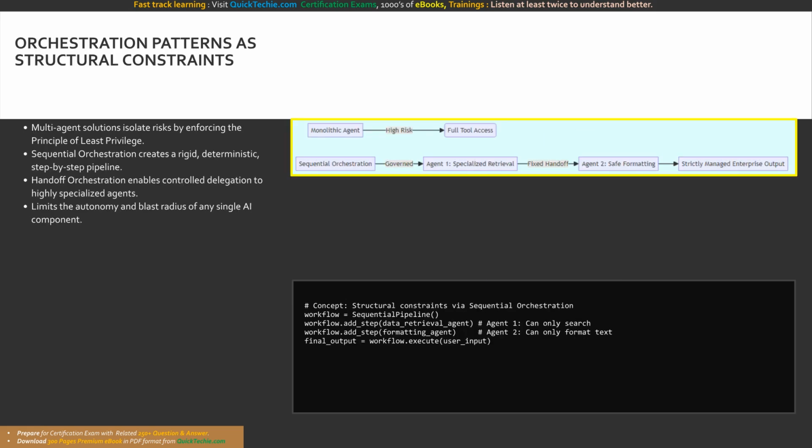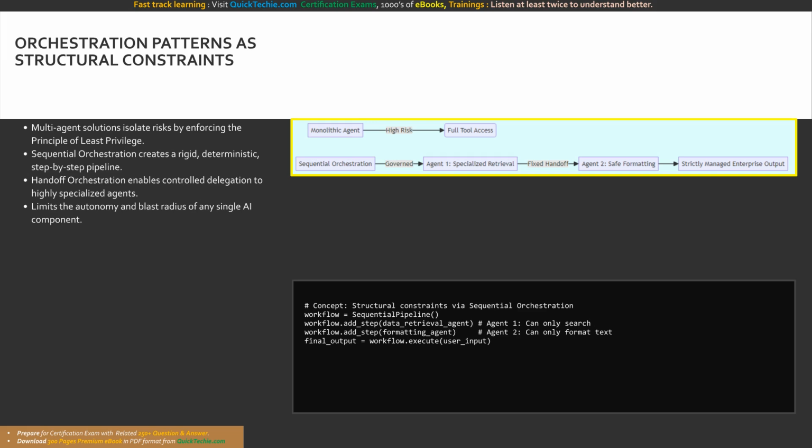Beyond explicit human-in-the-loop checkpoints, you can also govern agent behavior by structurally limiting their autonomy through specific agent orchestration patterns. When using the Microsoft Agent Framework, you rarely want a single, monolithic agent handling an entire complex enterprise process, as a single agent with too many tools becomes incredibly difficult to constrain safely. Instead, you orchestrate a multi-agent solution where each agent is highly specialized and strictly bounded.